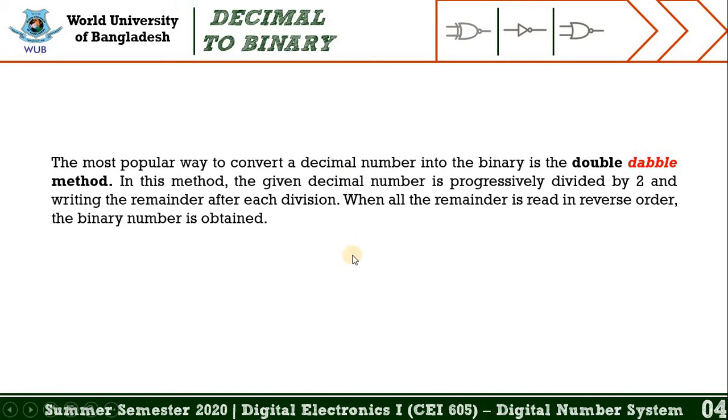From this slide, we may learn the methods of the conversion of decimal to binary number. So let's start. The most popular way to convert a decimal number into binary is the double-dabble method. In this method, the given decimal number is progressively divided by 2, writing the remainder after each division. When all the remainders are read in reverse order, the binary number is obtained. So let's move into the next slide.